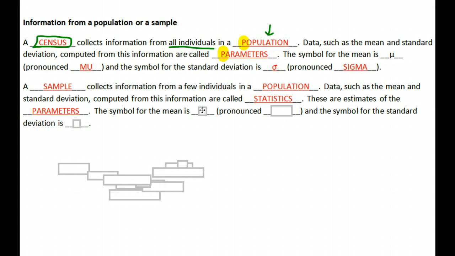The symbol for the mean is going to be x with a little line on top, which we call x bar. And the symbol for the standard deviation is s, often with a little subscript x. So when we're dealing with a population, we use mu and sigma to represent our mean and standard deviation. When we're dealing with a sample, we use x bar and sx.